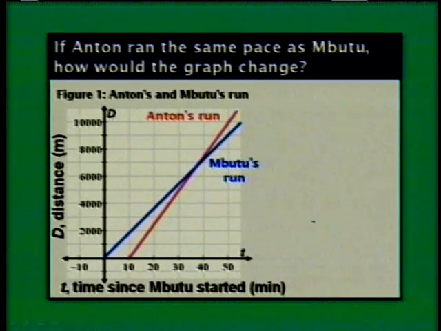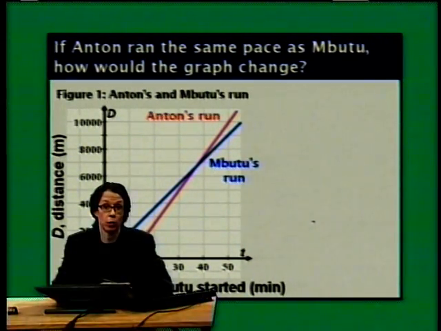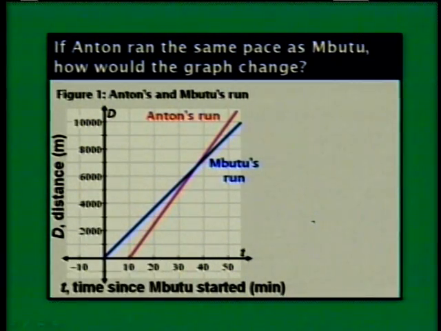So now let's think about this. If Anton ran the same pace as Mobutu, how would the graph change? Well, if Anton is running at the same pace as Mobutu, the slopes of the two lines would be the same. And lines which have the same slope are parallel. Let's take a look at what happens. Notice the two lines no longer intersect when they're parallel.